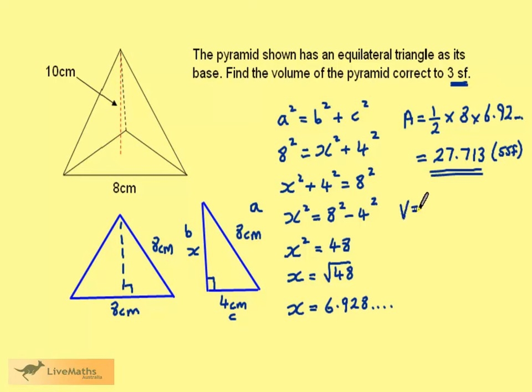We now know that the volume is 1/3 times the base area times the height. So that's 1/3 times our 27.713, which we can type into the calculator like that, or since it was the last calculation done, we could use the answer button, times the height, which we're told is 10.